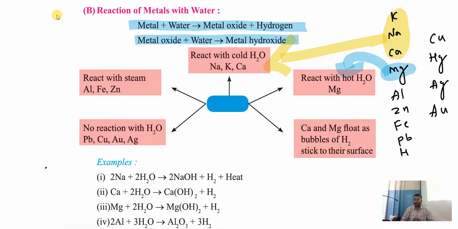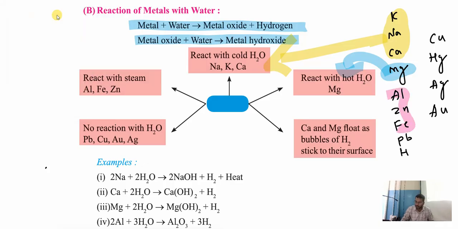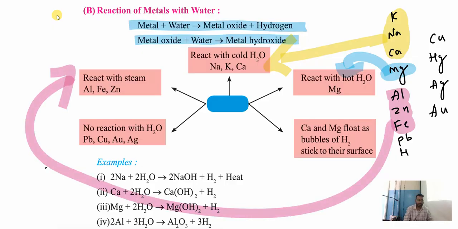Next, what is left out? Can you see the next three? Similar order. See, interesting. The next three, can you see in the same order? First three and next three. Next three: aluminum, zinc and iron. Now these react with steam. These three will react with steam. Am I right?